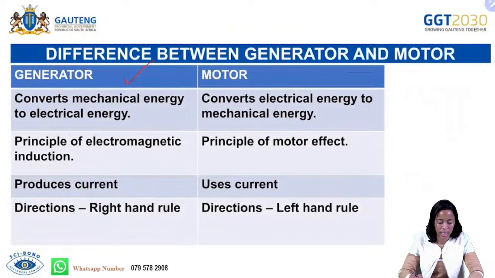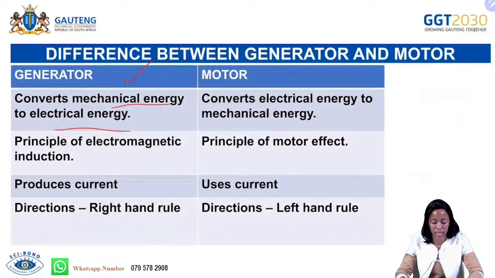So with generators, we are converting mechanical energy to what? Mechanical energy to electrical energy. So we are converting motion into what? Into electricity. But with a motor, we are converting electrical energy, so electricity, to motion. So electrical energy to mechanical energy.